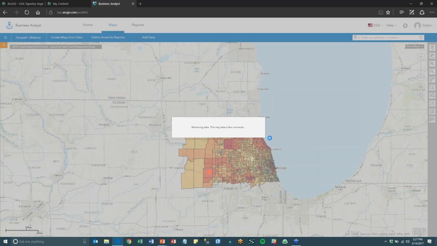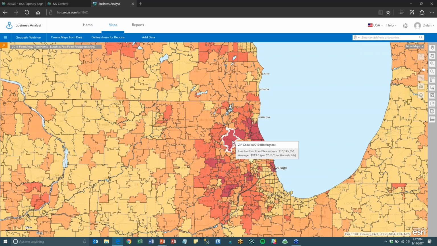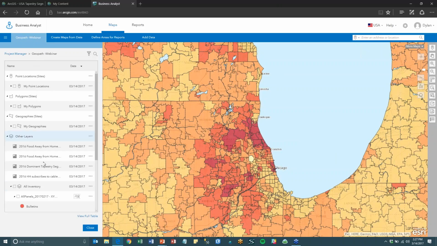This is a huge big spender in out-of-home as quick-serve restaurant. You can also look at entertainment. This is zip code 60010, Barrington, Illinois, which spends on average $913 on lunch at fast food restaurants every year. So that's some pretty great insights if you're trying to target particular pieces of inventory that deliver audience to a particular neighborhood at a particular time of day. So there's dimensions now to out-of-home that we can leverage for strategy that we weren't able to activate before. Some really cool things here.